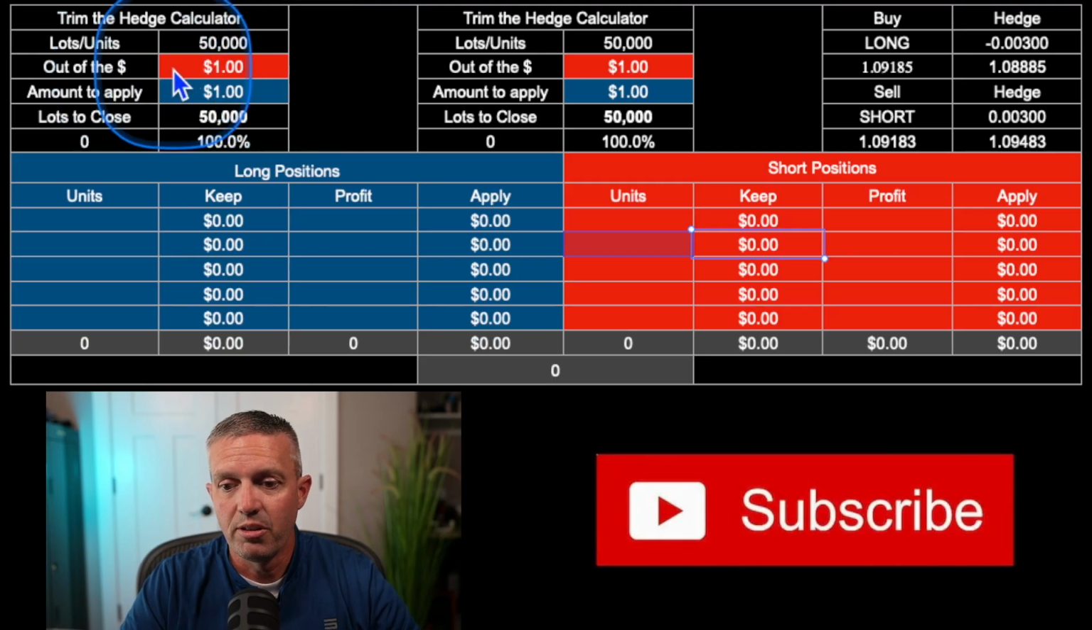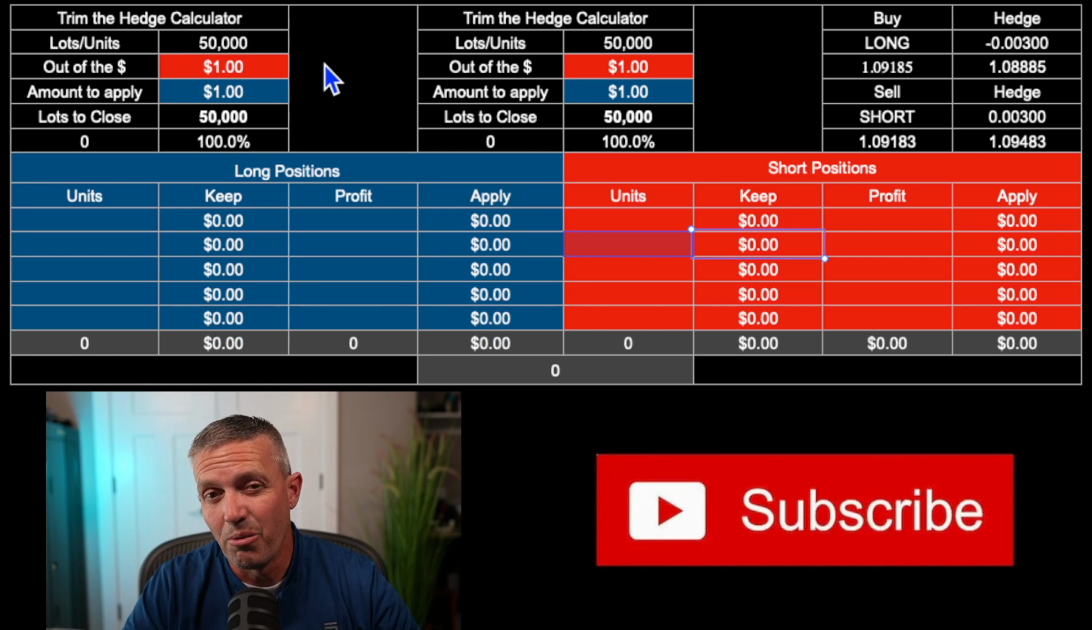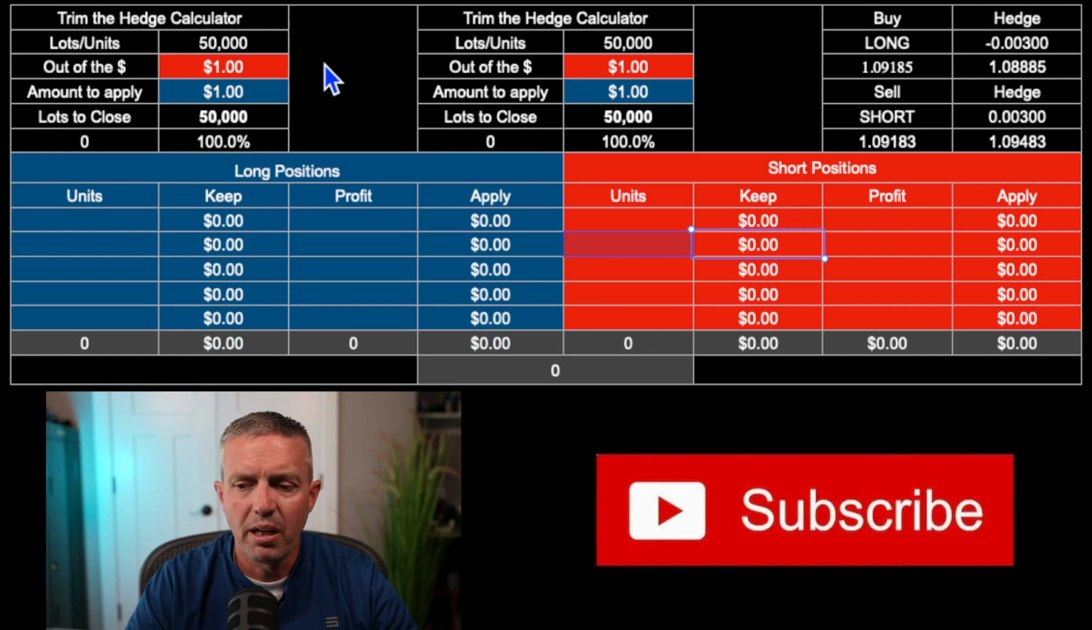Across the top, there's two trim the hedge calculators, 1 and 2. You might think to yourself, why does there need to be 2? And honestly, a few times along the way, you'll get where you have like 2 positions in play and you're trimming them down, and so you might have to have a second calculator just to help you with that.